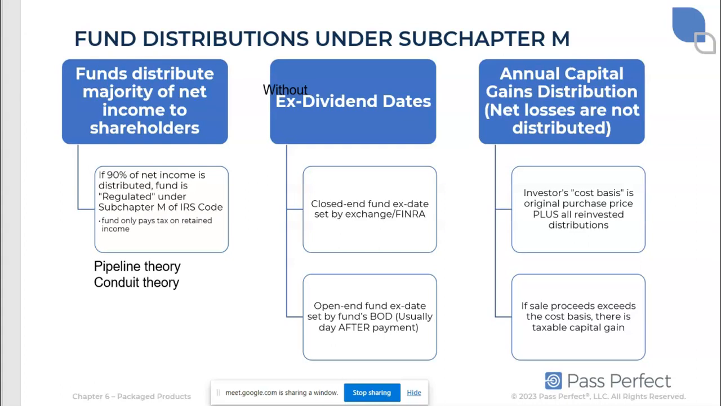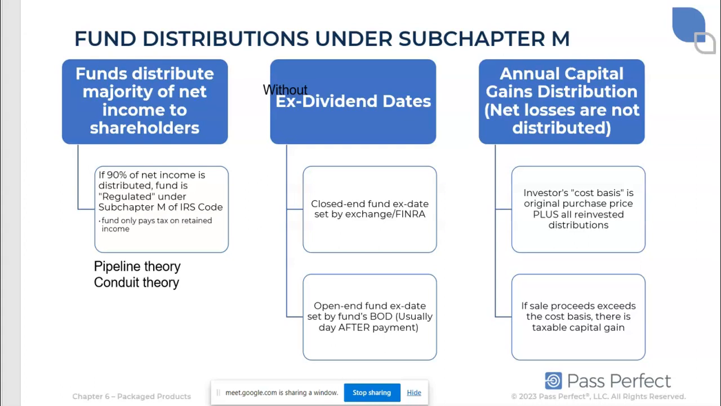Okay. All right. Now, by the way, it also says that net losses are not distributed. So what if the fund had losses instead of gains for the year? Do all the investors get a capital loss distribution that they can deduct from their income? I'm afraid not. No, there's no such thing as a capital loss distribution, only capital gains.